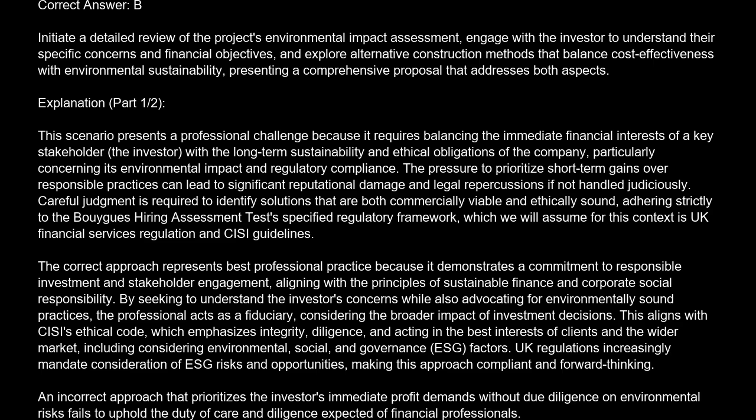By seeking to understand the investor's concerns while also advocating for environmentally sound practices, the professional acts as a fiduciary, considering the broader impact of investment decisions. This aligns with the SISI Ethical Code, which emphasizes integrity, diligence, and acting in the best interests of clients and the wider market, including considering environmental, social, and governance-esque factors. UK regulations increasingly mandate consideration of ESG risks and opportunities, making this approach compliant and forward-thinking.